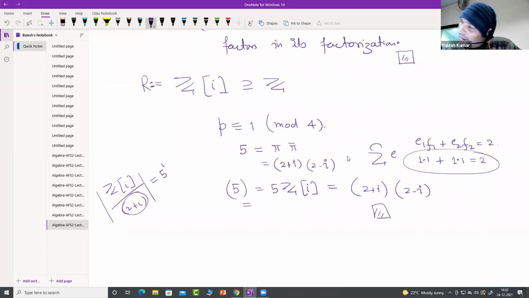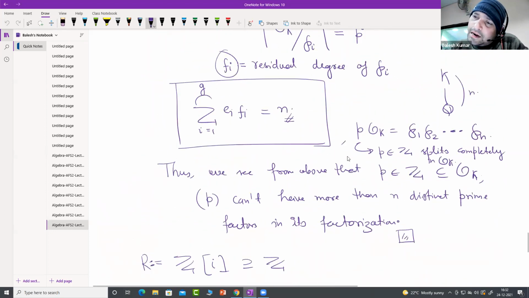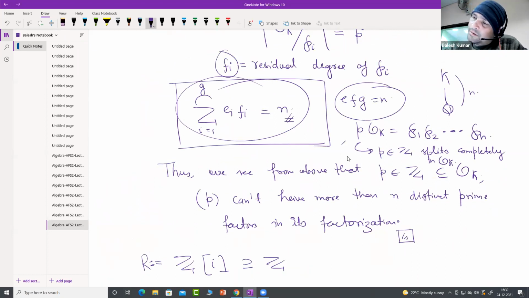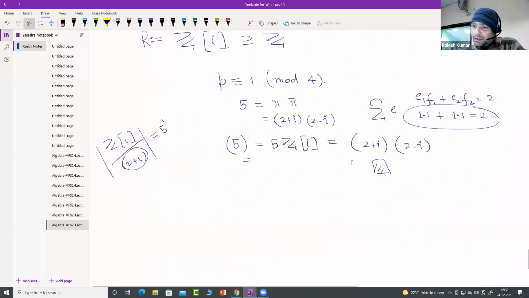And in fact here, as we can see, the e_i and f_i are the same. This is just because this is a Galois extension. That is again a result: if you have a Galois extension, then all these e_i will be the same and the f_i will be the same. In that case you will have a very nice relation, just e times f times g is equal to n. Anyway, so this is the thing.